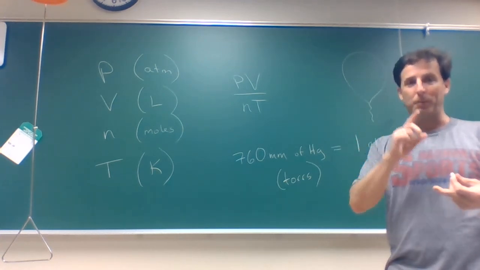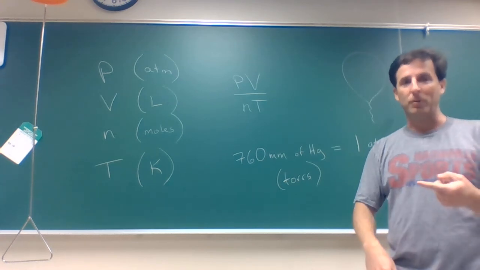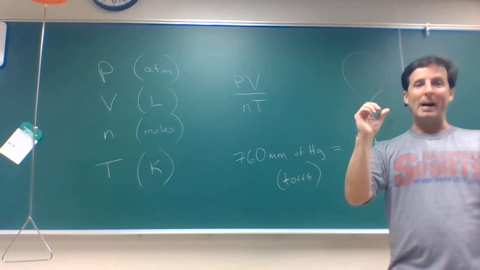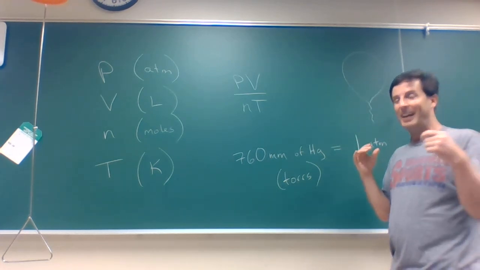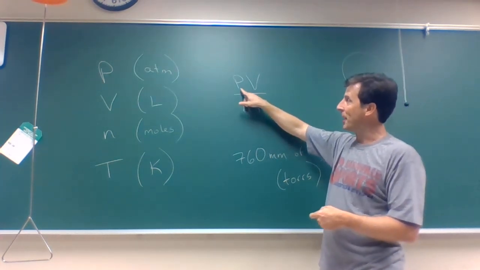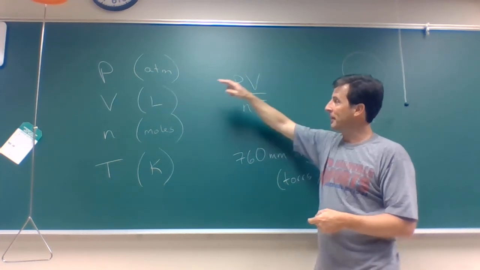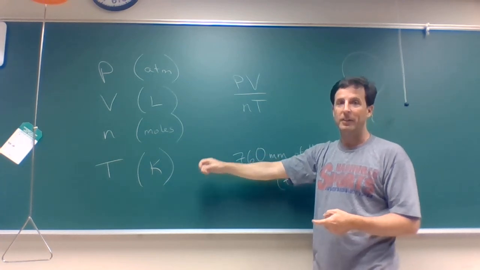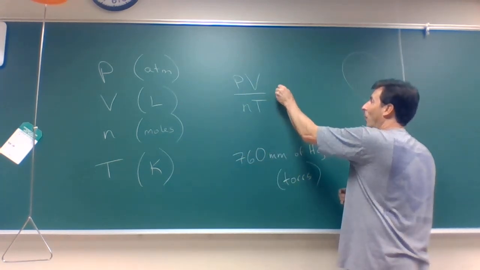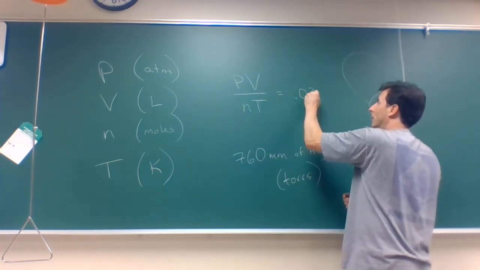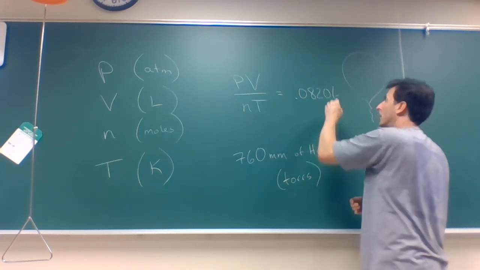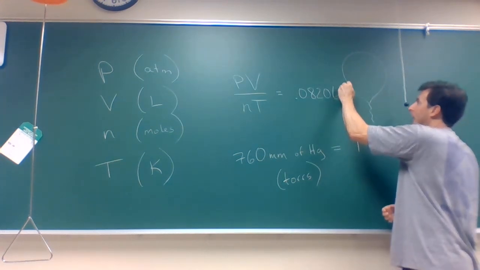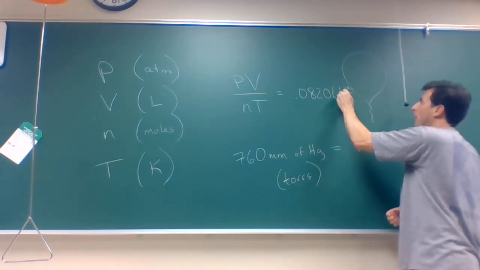is, it doesn't matter what the pressure is, it doesn't matter what the volume of the balloon is, it doesn't matter what kind of balloon it is, whether it's a rubber balloon or a mylar balloon or whatever. If I plug in the pressure in atmospheres, the volume in liters, the moles in moles, and the temperature in Kelvin, I will always get the same value: 0.08206 liters atmospheres per mole Kelvin.